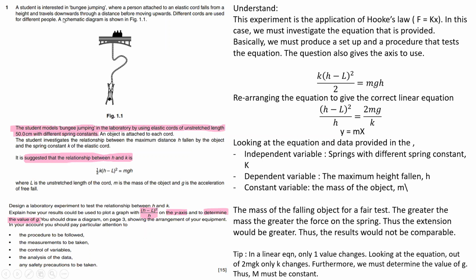A student is interested in bungee jumping, where a person attached to an elastic cord falls from a height and travels downwards to a distance before moving upwards. Different cords are used for different people. A schematic diagram is shown in Figure 1.1.